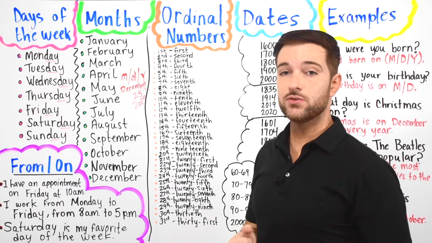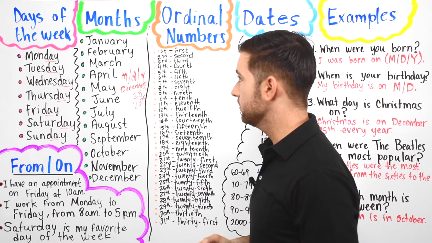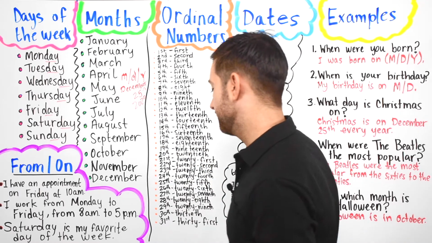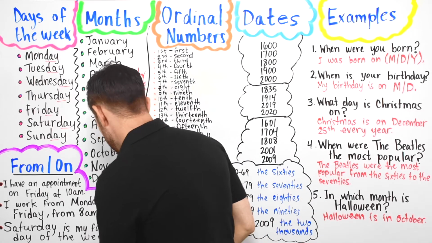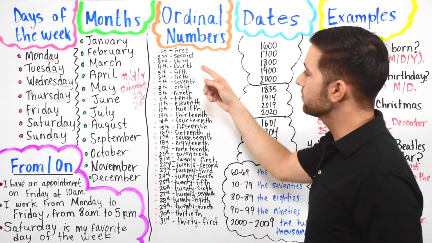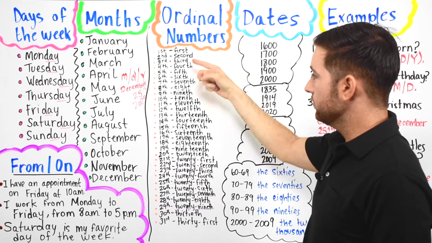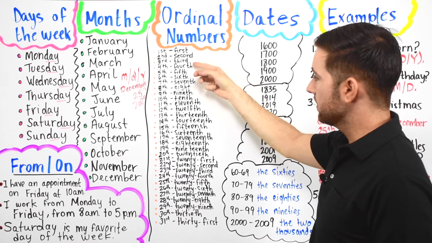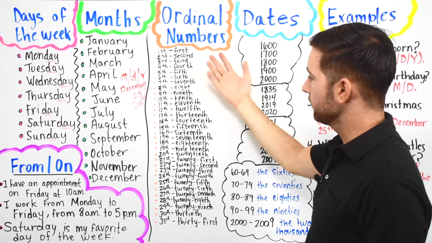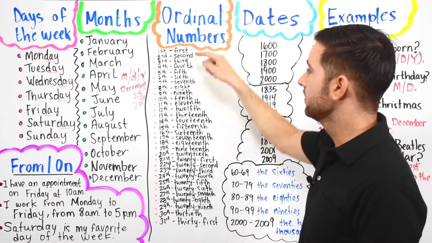So we use ordinal numbers in the United States for telling time and using it with months and days of the week. Specifically, we use it with days of the week. So the ordinal numbers are, remember, with 1, you say first. With 2, you say second. With 3, you say third. With 4, you say fourth. With 5, you say fifth. Now I'll just say the ordinal numbers.